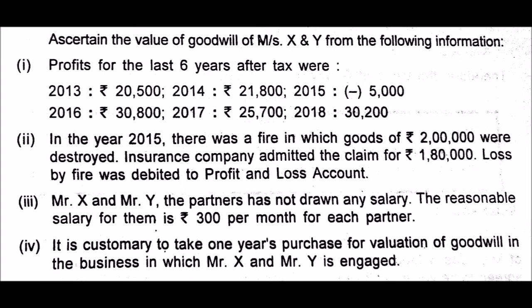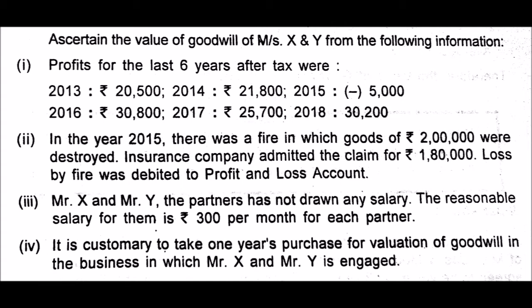2016, you have 30,800. 2017, you have 25,700. 2018, you have 30,200. So these are the profits that that particular company has earned in the last 6 years. Then it says that in the year 2015, there was a fire in which goods of rupees 2 lakh were destroyed. So in the year 2015 there was a fire and goods worth 2 lakh were destroyed. Insurance company admitted the claim for 1 lakh 80. Loss by fire was debited to profit and loss account.